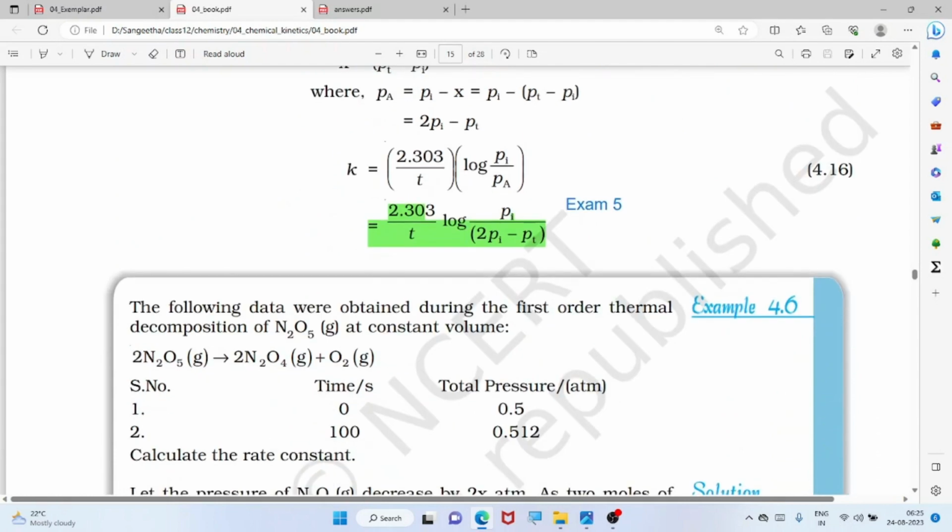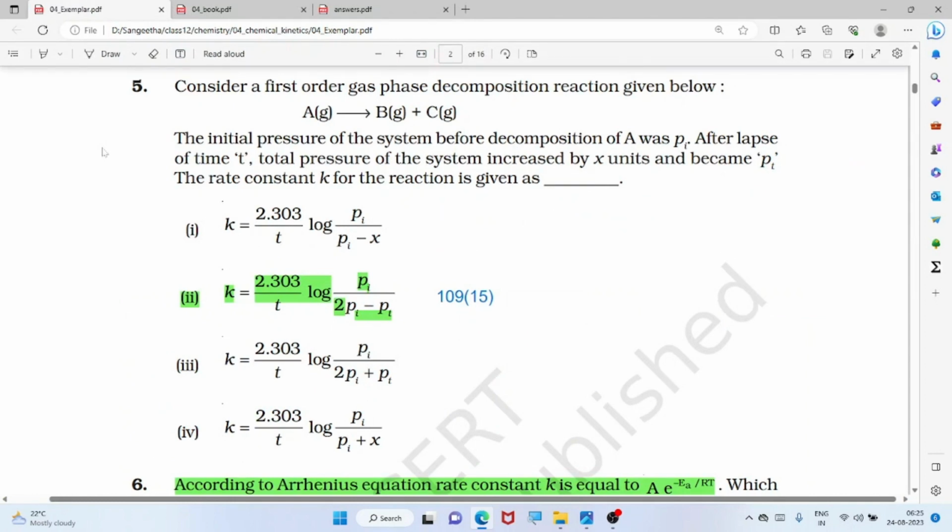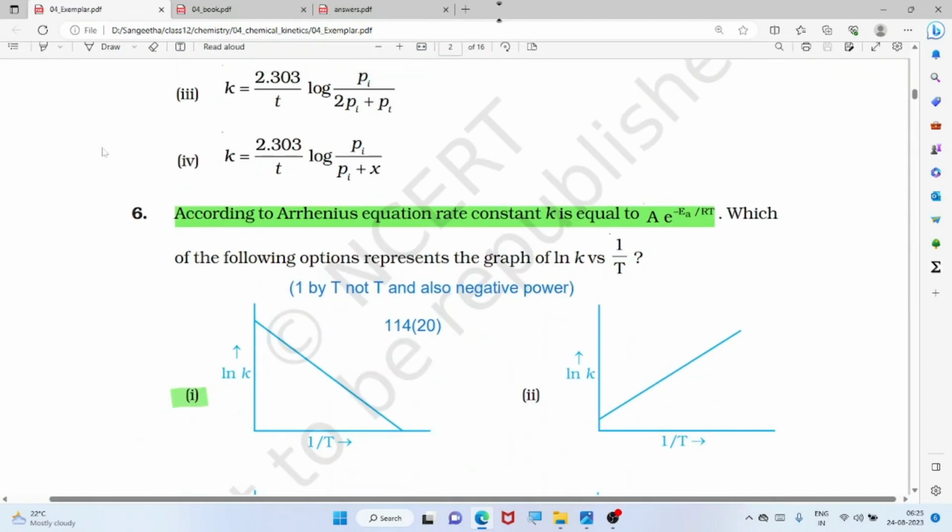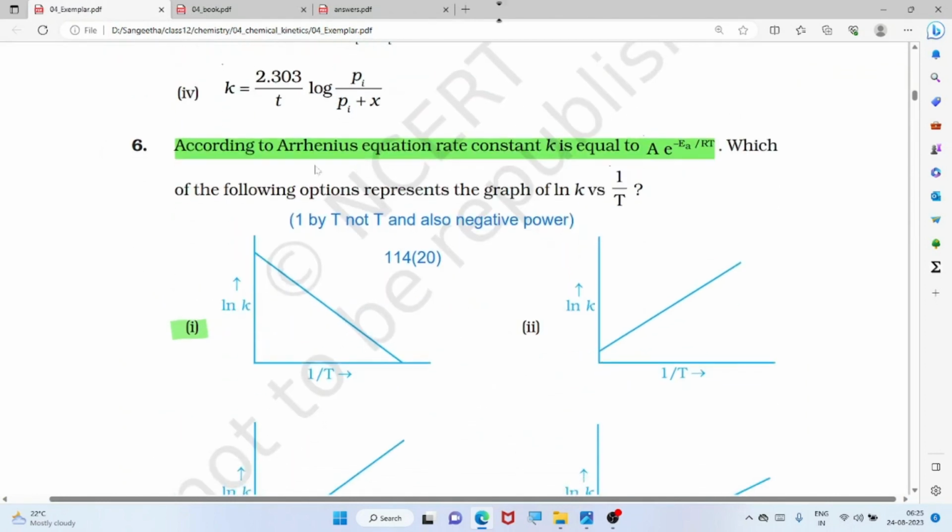Okay, this is the equation. According to the Arrhenius equation, the rate constant, okay, this is the one. Which of the following represents the graph of the K? See, they are asking graph of K versus 1 by T, not T. See, 1 by T they are asking.